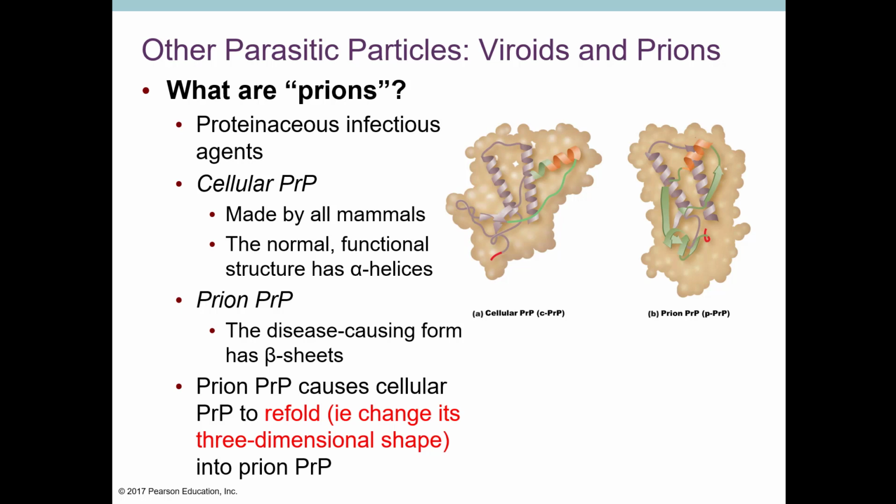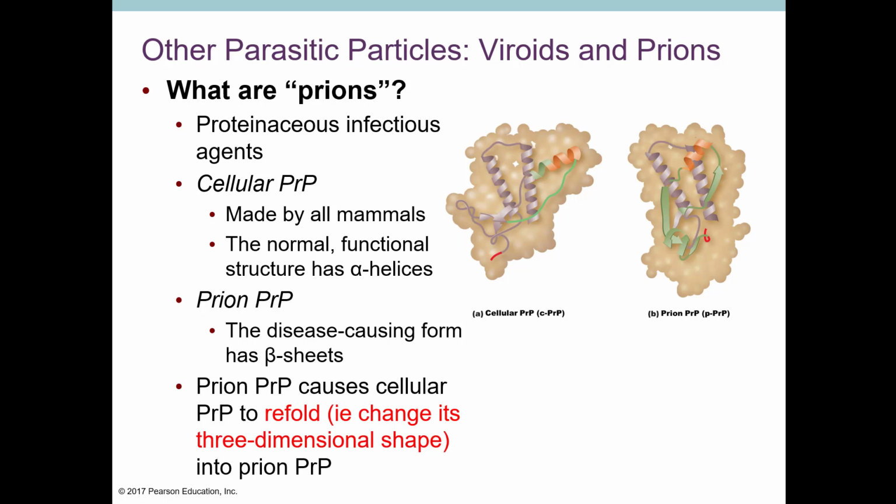So you can look at this image here on the left. On A, it says cellular PrP. That's the cellular prion protein, a normal protein that everybody would have. On the right, on part B, is the prion protein, and what you can see is it has a different shape. It's the different shape of that same protein.